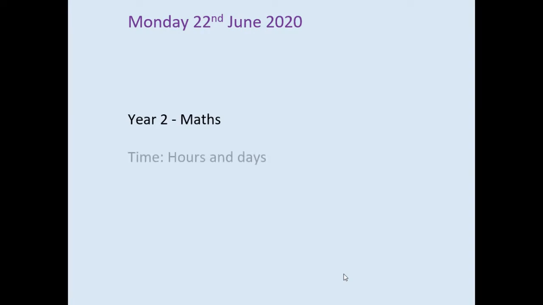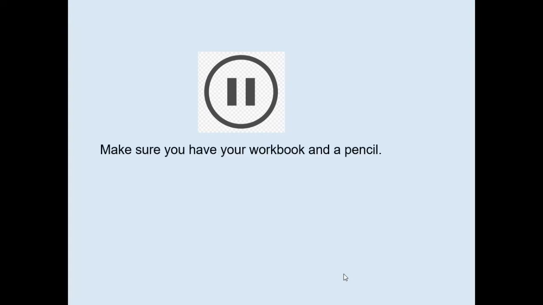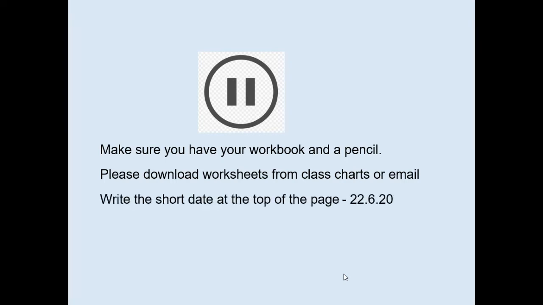Year 2 Maths. Today in time we're going to look at hours and days. Pause the video and please make sure you have your workbook and a pencil. Please download the worksheets from class charts or email. Write the short date at the top of the page, 22.6.20. Write the LI to convert minutes to hours and minutes.